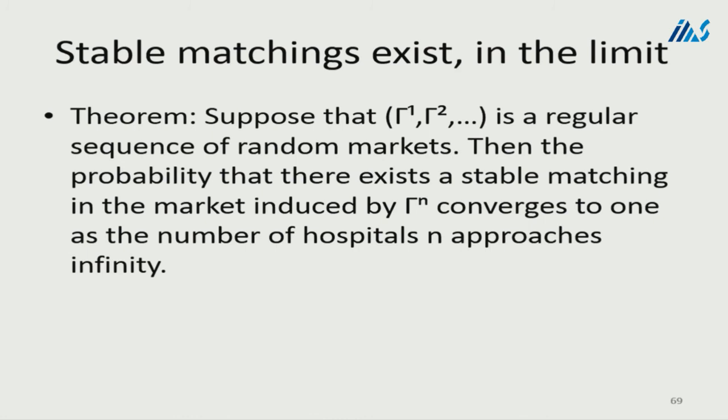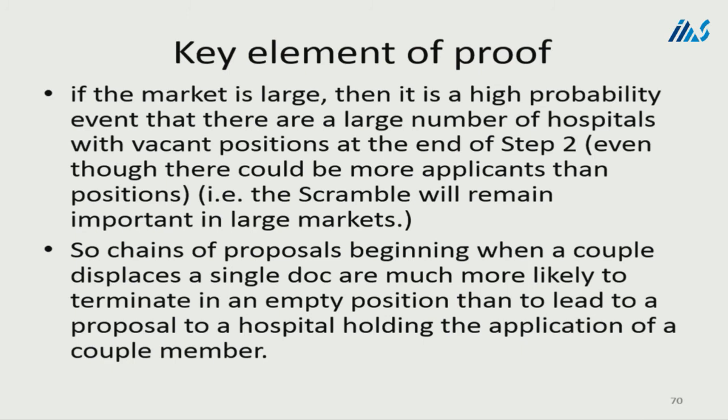But why is it true that we can say when the market grows large, the probability that there exists a stable matching converges to 1 as the number of hospitals approaches infinity? The key element of the proof is that when the market is large but the rank order lists are short, then when you finally find a stable matching, there are going to be some firms that are unmatched, even when there are many more applicants than there are firms. Okay? So the nature of short preference lists means there's going to be some coordination failure. There's going to be some firms that only interview people who they don't get. There are going to be some people who only go on interviews that don't yield them jobs.